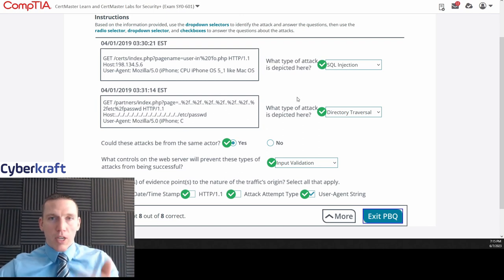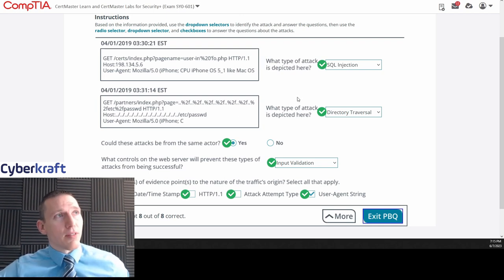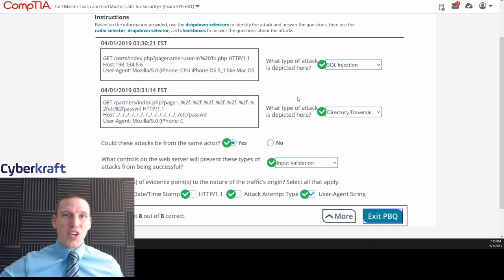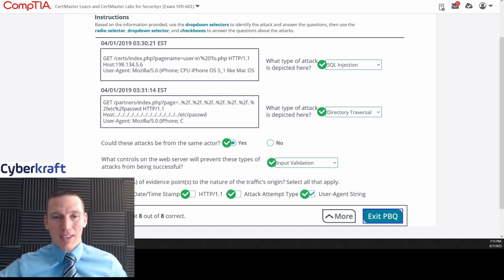But if you can't quite remember your hexadecimal, just look it up. No one on your job is going to expect you to remember that. You can always look it up if you need to. That's half of cybersecurity sometimes, looking up answers to problems. But yeah, I think this one is pretty well covered.